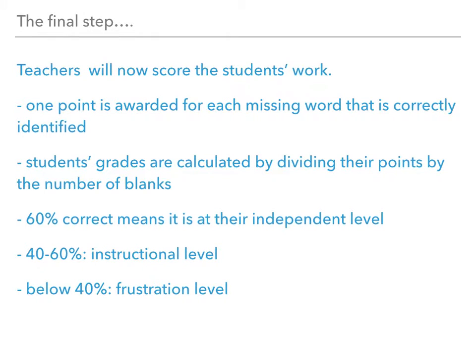The final step is to score the student's work. 1 point should be awarded for each missing word that the student correctly identifies. Students' grades should be calculated by dividing the points that they got by the number of blanks that were in the text. If they score 60%, this means that the text is at their independent reading level. If they score between 40 to 60%, the reading text is at their instructional level. If they score below 40%, the text is at their frustration level.